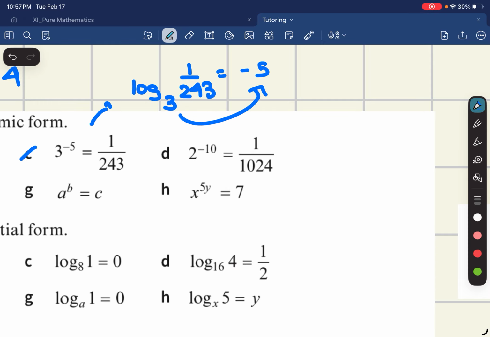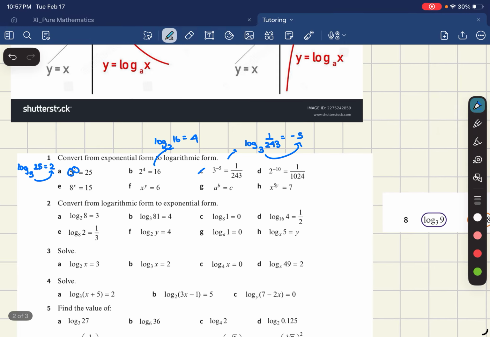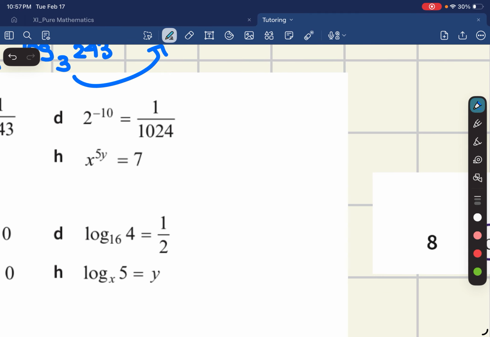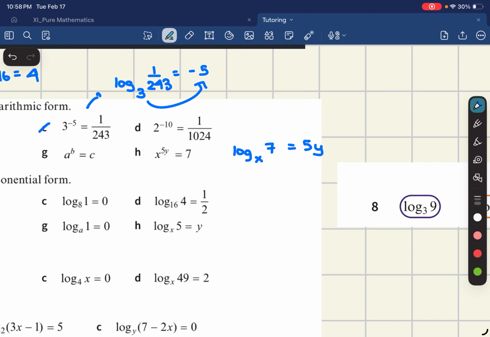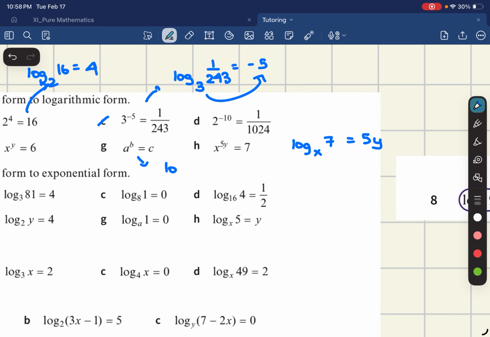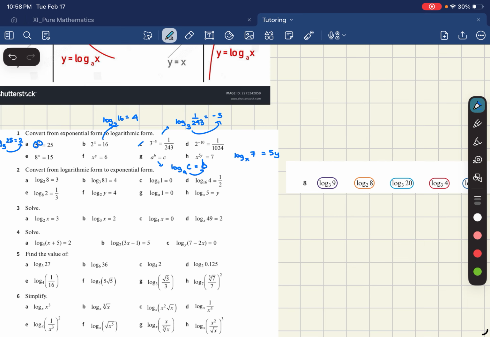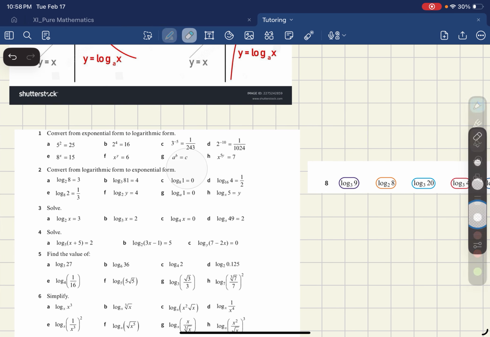These are relatively easy questions, and I'm just going to do maybe the last one here. So log base x of 7 is equal to 5y. This is the form I think that they want. Yes, so this is about it. And I think you can try every question here. Log base a of b is going to be c because a to the power c is b. I think this is just what the question is going for. You can try the rest on your own.